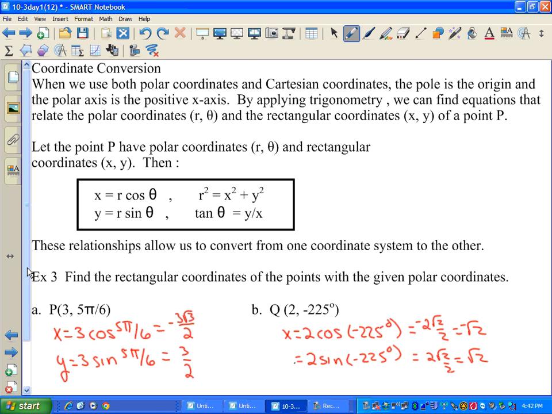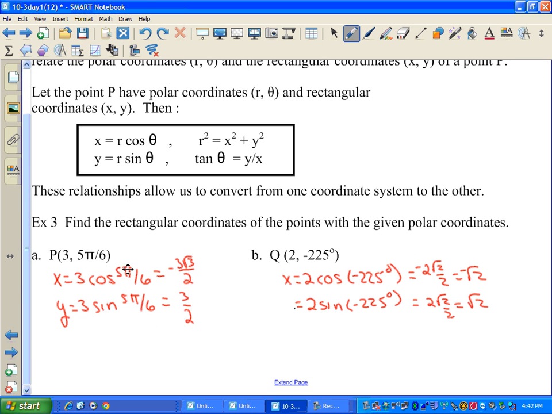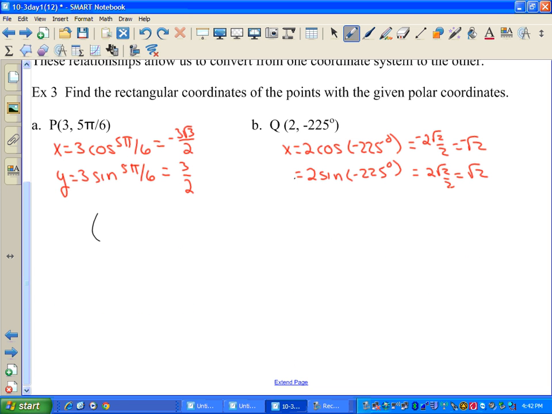So here's some polar coordinates, and we need to convert to rectangular. And of course, the cosine of 5 pi over 6 is negative square root of 3 over 2, and sine of 5 pi over 6 is 1/2. So the rectangular coordinates are negative 3 square root of 3 over 2 and 3/2.